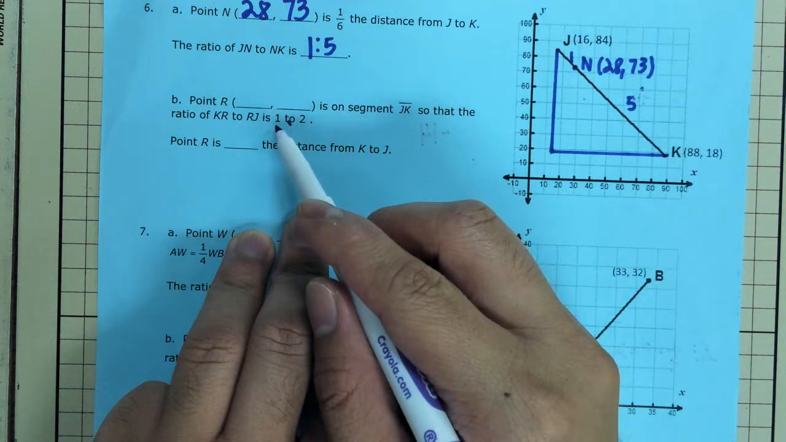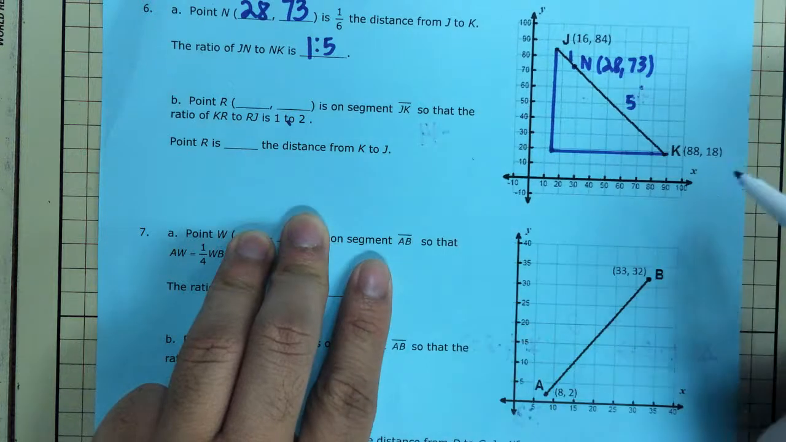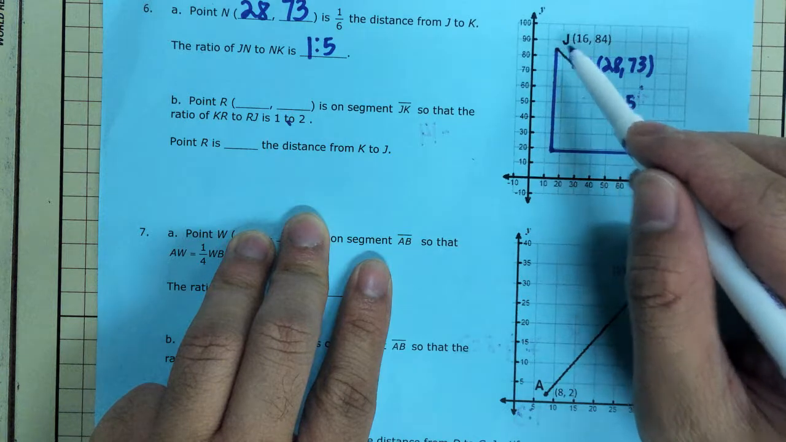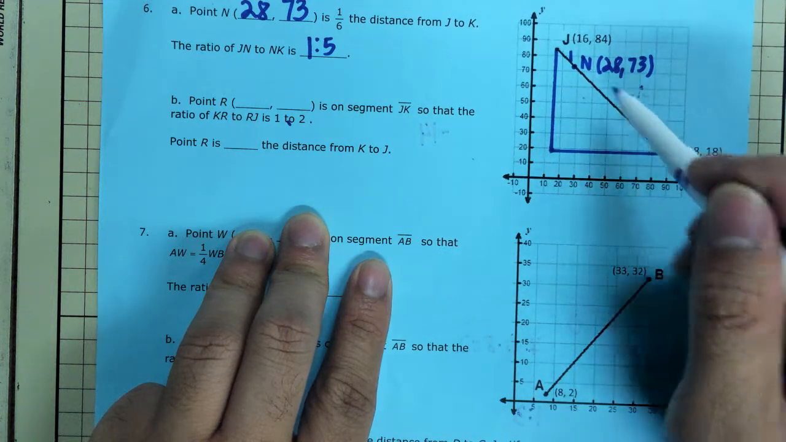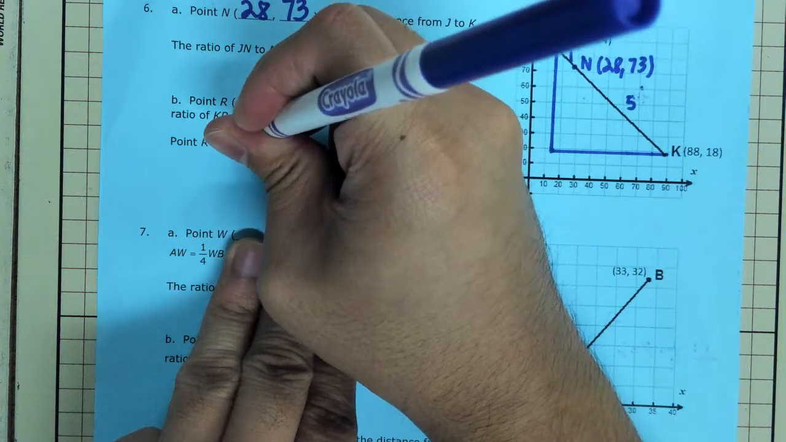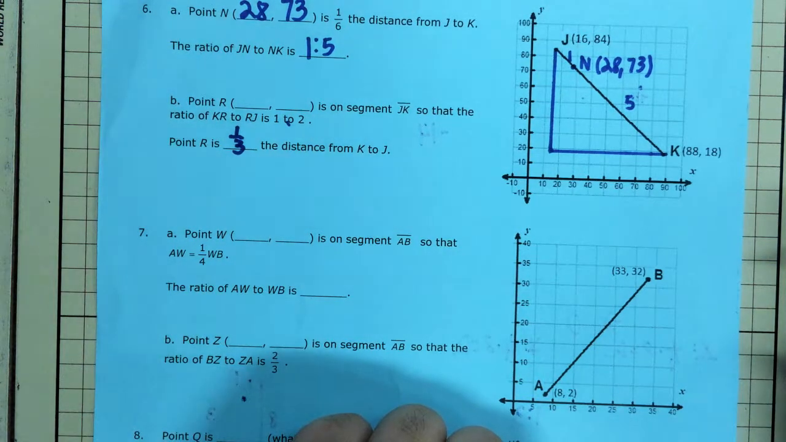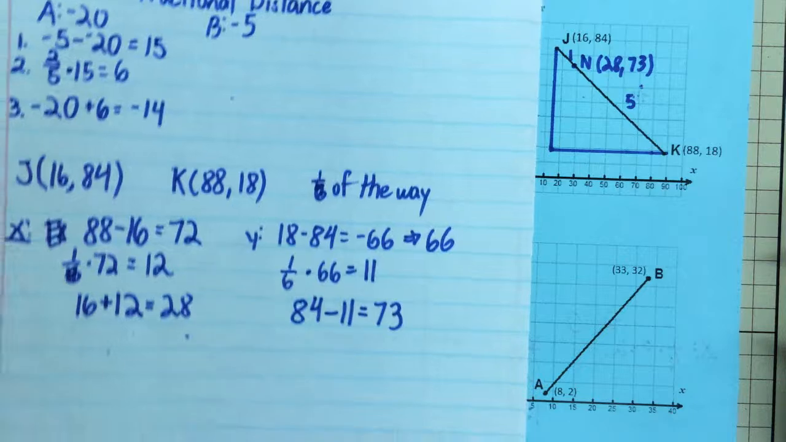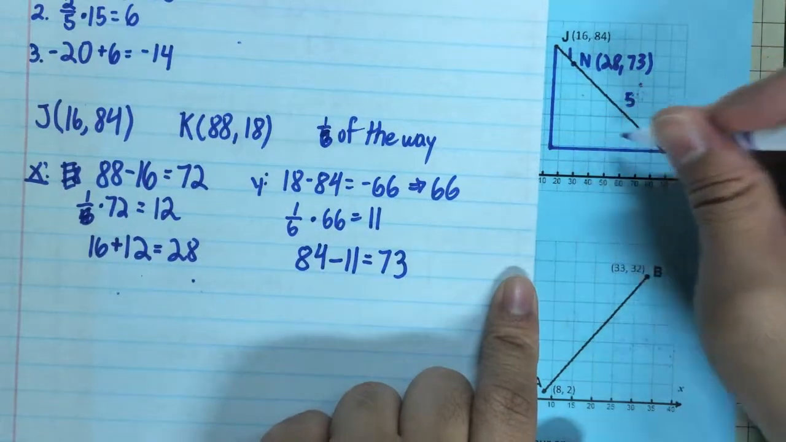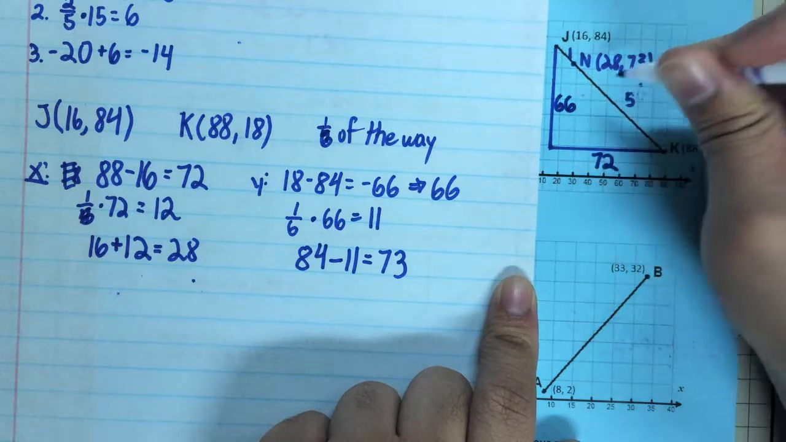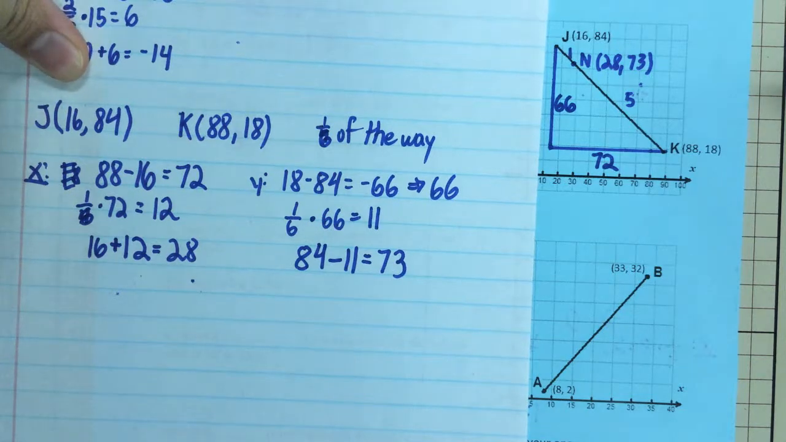From K to R is that 1 part, because we're moving from K to J. R is somewhere on this line. K to R is 1 part. R to J is 2 parts. That means I am 1 out of the total 3. 1/3 the distance. Now that we have done 1/3 distance, we can go back and solve the rest of this problem. So going back from my previous one, we figured out on the x, down here is 72, and on the y, this side is 66. So let's take those 1/3 distances and figure out where we're supposed to land.